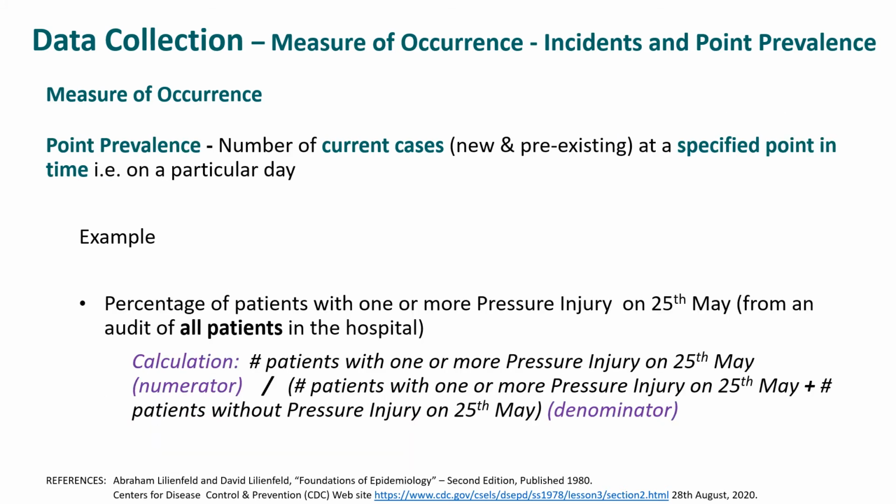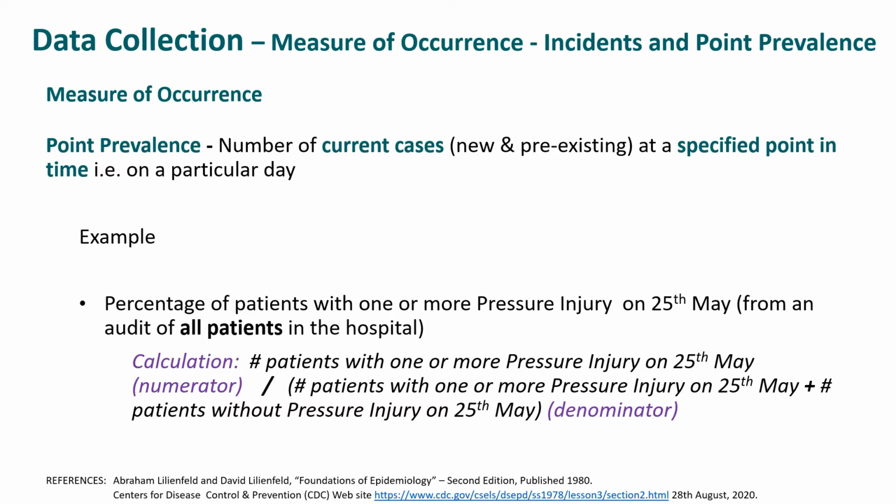An example of point prevalence as a measure of occurrence. Again, point prevalence is the number of current cases, both new and pre-existing, at a specified point in time, in other words, on a particular day. An example might be the percentage of patients with one or more pressure areas or pressure ulcers on, say, a given day like the 25th of May. And this data can be gained from an audit of all patients in the hospital.